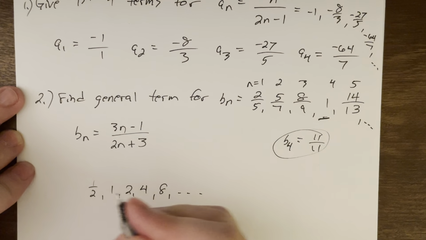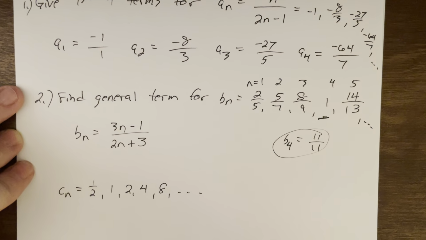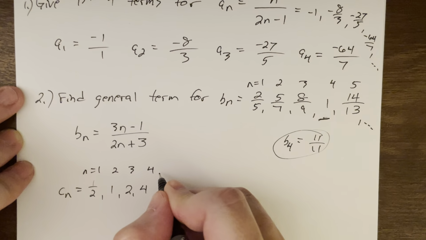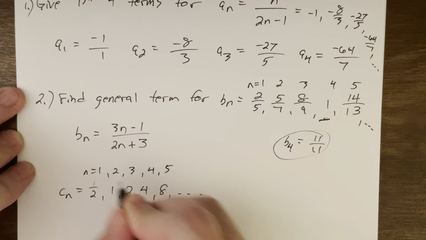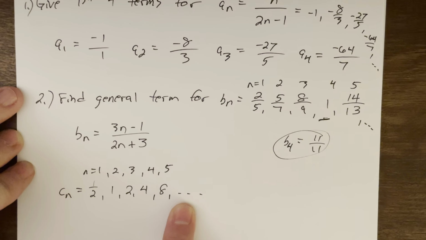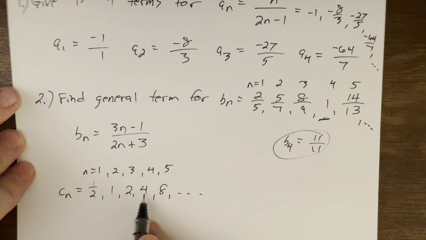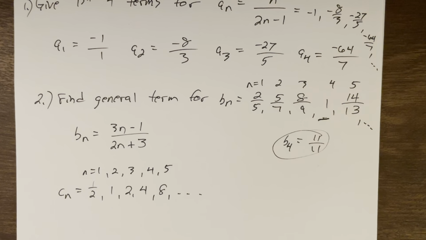So if this one, let's call this one C sub n. So when n is 1, 2, 3, 4, and 5, these are what we're getting. But what's the pattern? Maybe you see there's a times 2 in here. How do you go from 1 to 2? Well, you add 1, but then if you add 1, this would only give you a 3. That pattern doesn't work. A pattern only works if it works all the time, not just here or there.